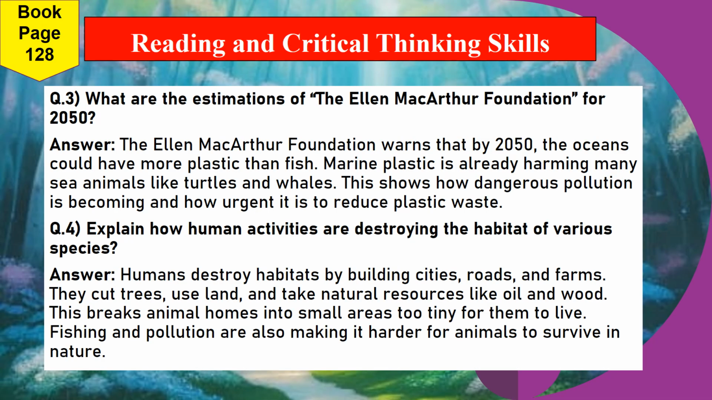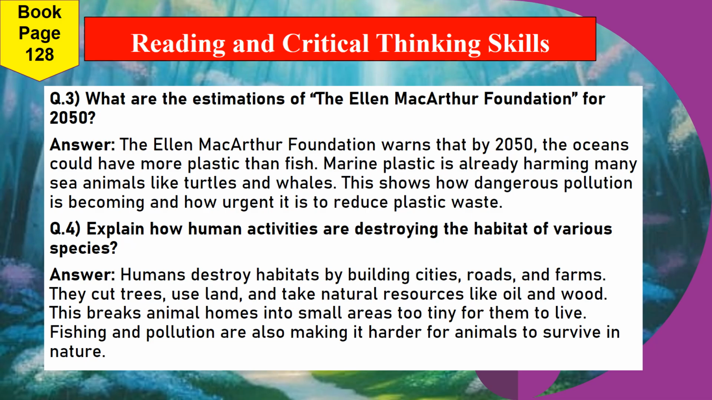Now let's continue with the next two comprehension questions from page 128. Question 3. What are the estimations of the Ellen MacArthur Foundation for 2050? Answer. The Ellen MacArthur Foundation warns that by the year 2050, there could be more plastic in the oceans than fish. Right now, marine plastic is already harming animals like turtles and whales. This shows how serious plastic pollution has become, and how urgently we need to reduce plastic waste.